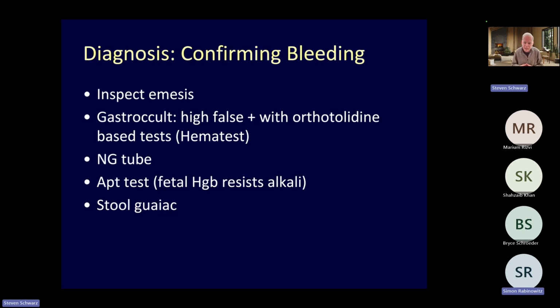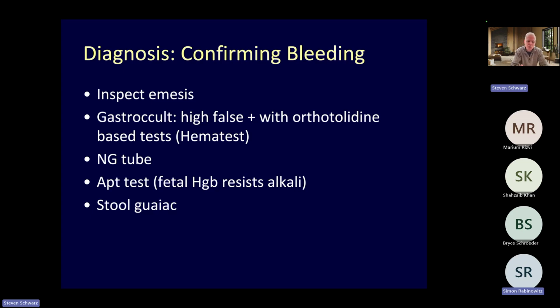You do not want to use something like a hematest, which is an orthotolidine-based test, and it'll give you a high false positive rate. You know, in the old days, Dr. Rabinowitz and I used to have this constant argument with the ED about passing an NG tube. To me, it is still the most important methodology we have to assess the severity of upper GI bleeding. If you're dealing with a newborn, you do an Apt test. Remember that fetal hemoglobin resists alkali, and so it can differentiate between swallowed maternal blood and the infant's blood.